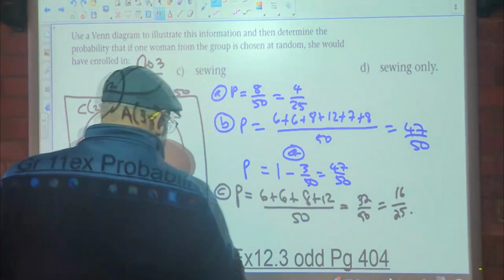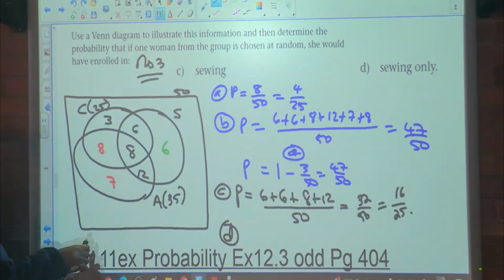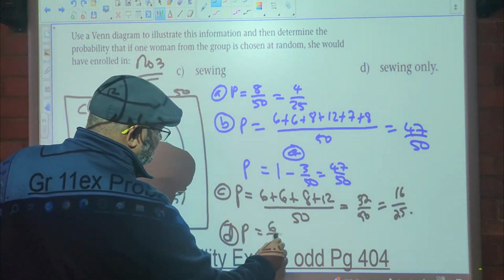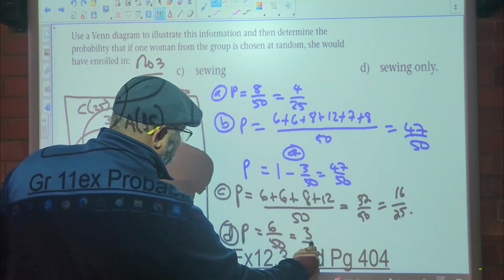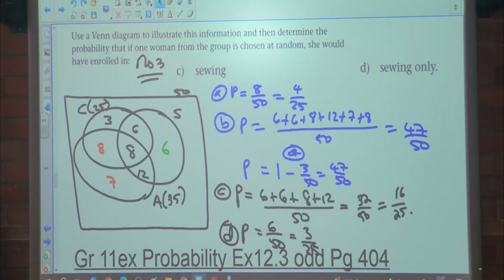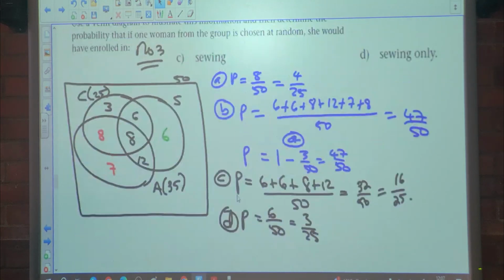D. D says sewing only. So sewing only is 6. So it's going to be 6 out of 50, which is 3 out of 25. Is that it, people? Very simple, no? Any confusion here?